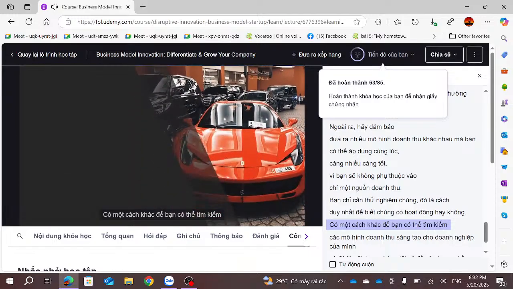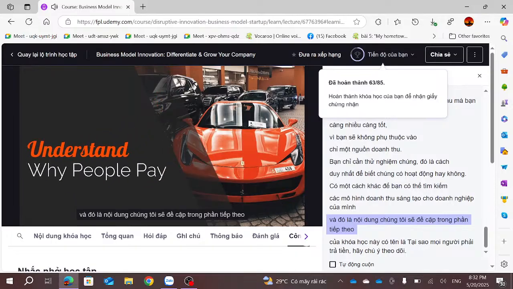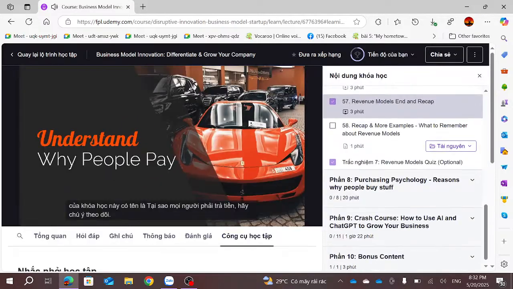There's another way that you can look for innovative revenue models for your business. And that's something we will cover in the next part of this course called Why People Pay.